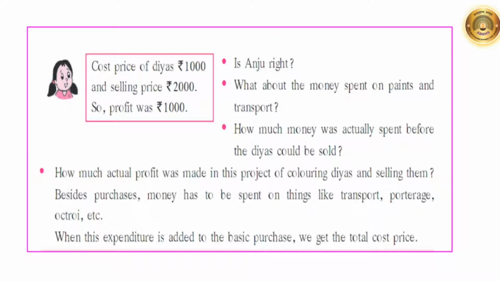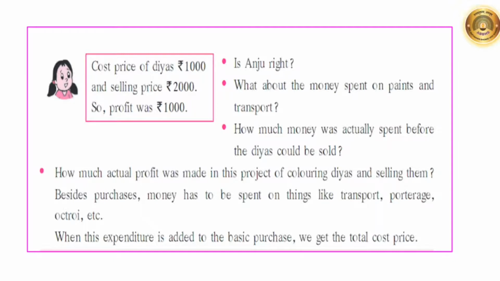Now Anju calculated it this way. The cost price of the diyas, rupees 1000. The selling price, 2000. So she said the profit is 1000 rupees. Now is Anju right? What about the money spent on paints and transport? The money spent on the paints and the transport has to be included in the cost price.